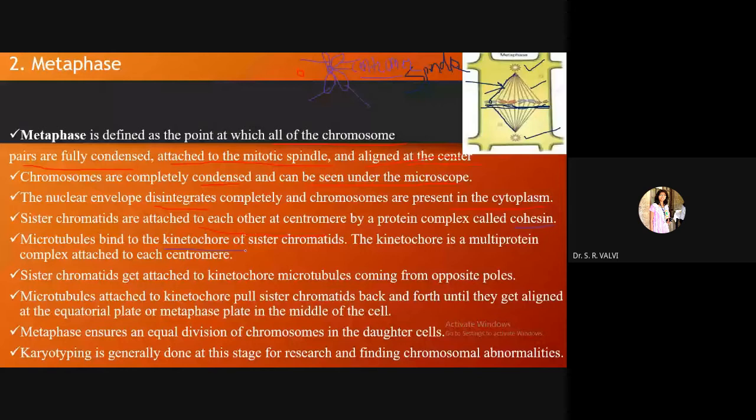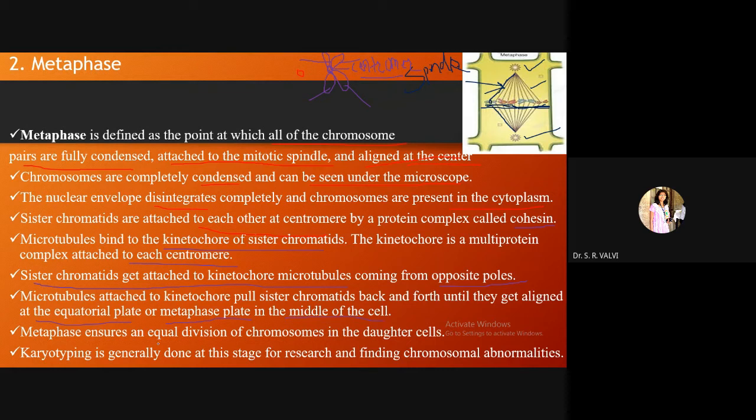Microtubules bind to the kinetochore of sister chromatids. This kinetochore is a multi-protein complex attached to each centromere. Sister chromatids get attached to kinetochore microtubules coming from opposite poles. Then microtubules attached to the kinetochore pull sister chromatids back and forth until they get aligned at the equatorial plate or metaphase plate in the middle of the cell.